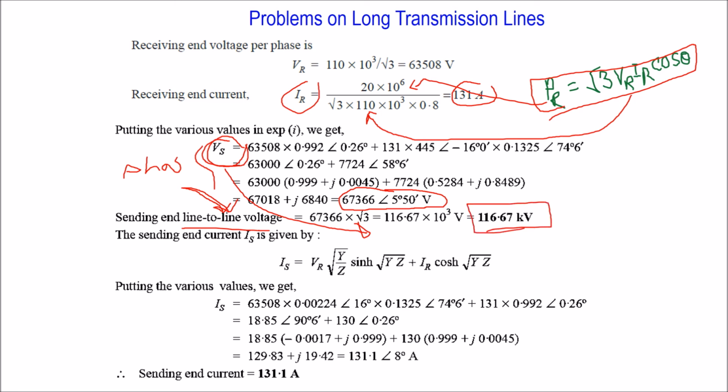Similarly, for calculating sending end current Is, all parameter values we already determined. So just putting those values and we get 131.1 at an angle of 8 degree ampere, right? And the value will be 131.1 amp, just neglecting the angle from here, right?